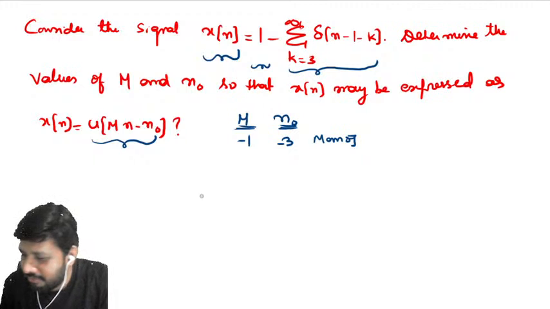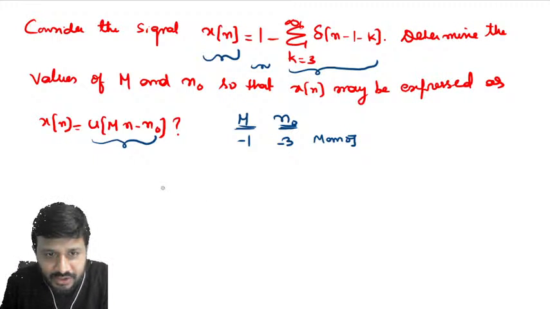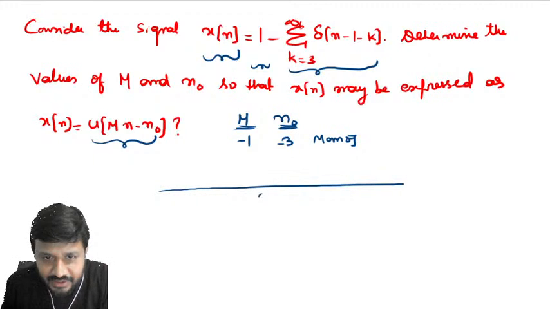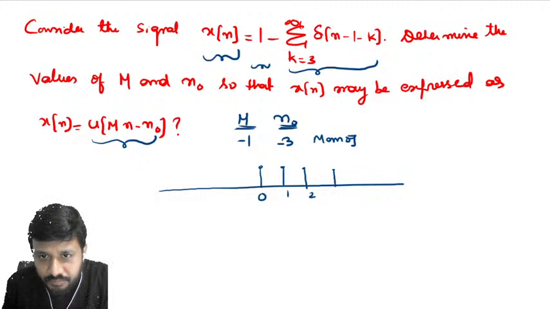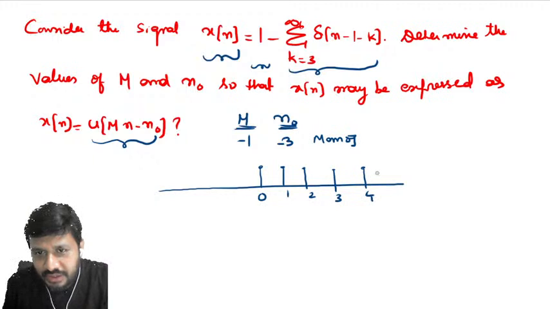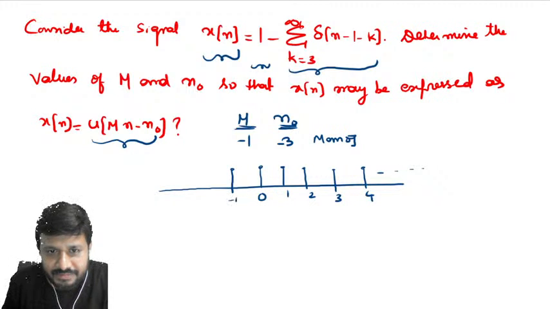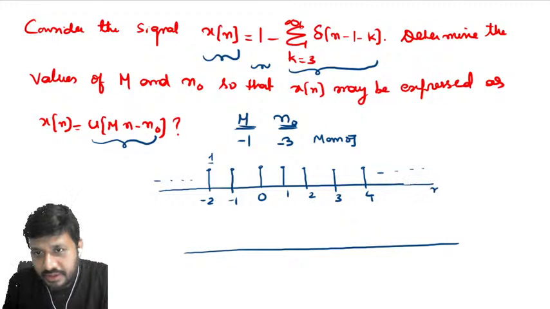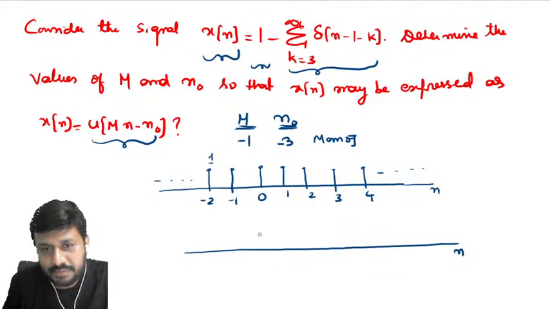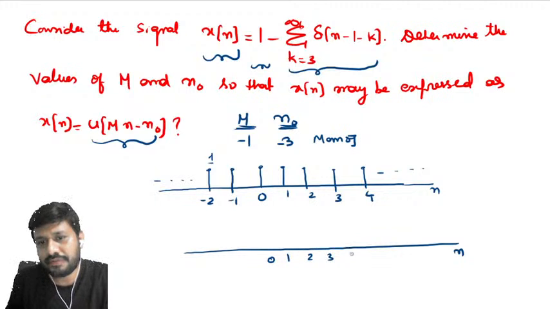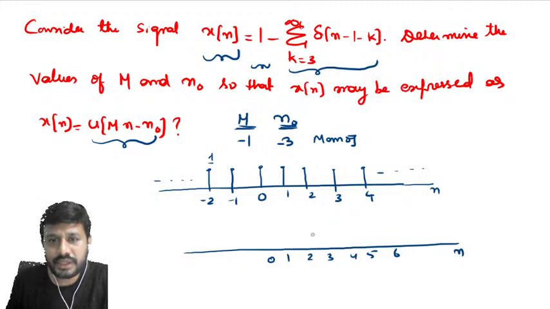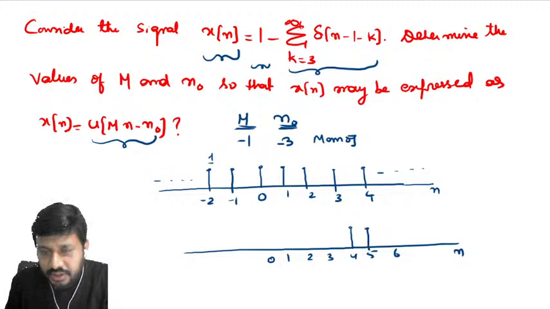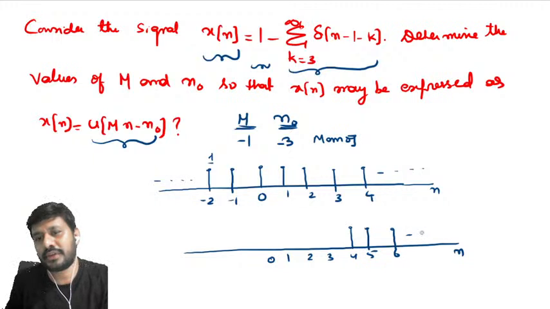Now, how are you going to draw 1 in discrete? Let's draw 1 in discrete like this. In different styles we can solve this problem, but my style is this one. And what is the other signal? This is x of n: summation k equal to 3 to infinity of del of n minus 1 minus k. Give different values of k. Substituting k equal to 3 gives del of n minus 4, then k equal to 4 gives del of n minus 5, del of n minus 6, and so on.